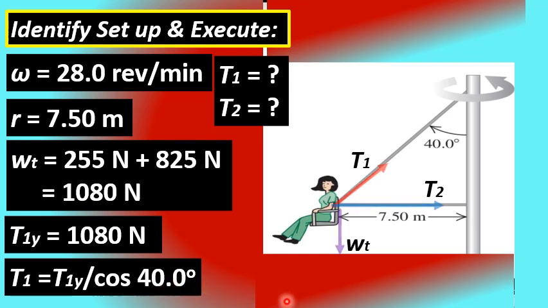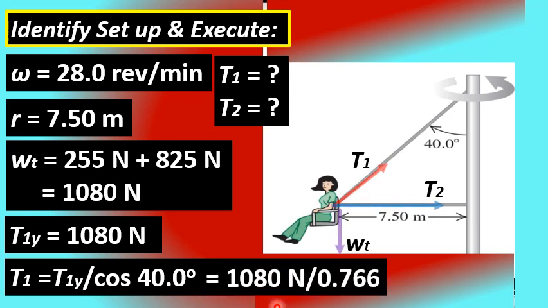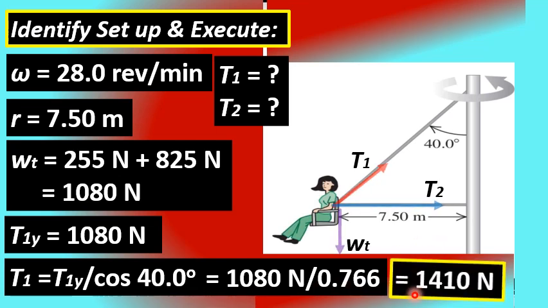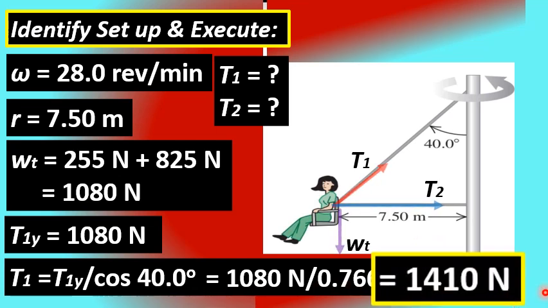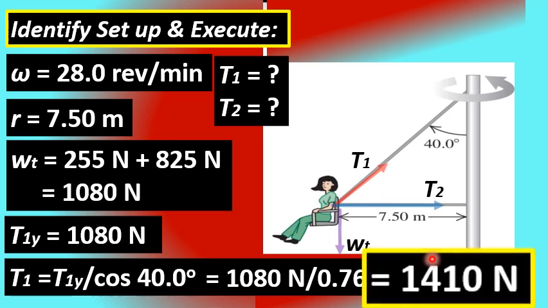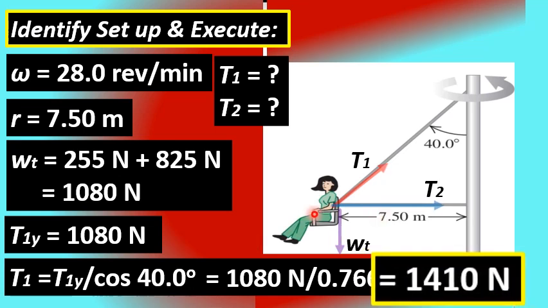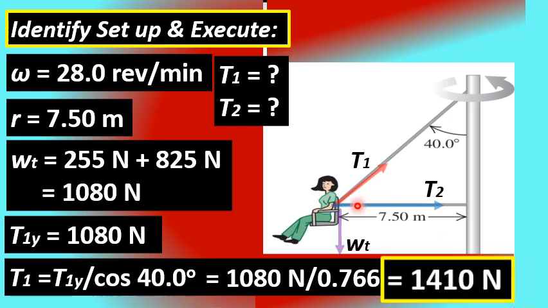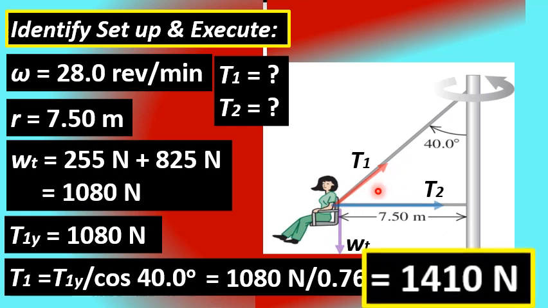So substituting the value of T sub 1y, which is 1080 newtons, and dividing it by the value of the cosine of 40.0 degrees, using your calculator, we will get the value of T sub 1 equal to 1410 newtons. So the direction of T sub 1 is as shown in this figure.